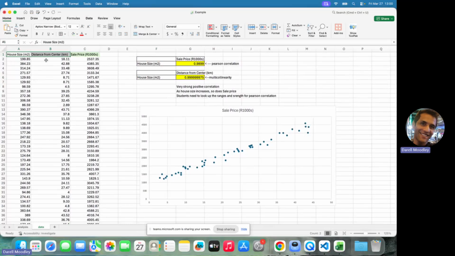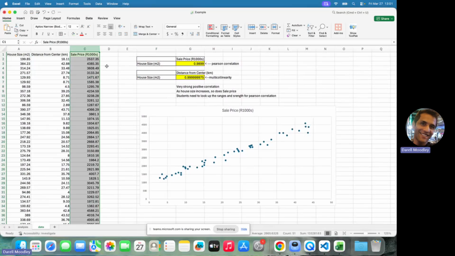These are your x variables, x1, x2, or you can call them the other way. It doesn't really matter. But this is your y variable. This is the variable you're trying to predict.